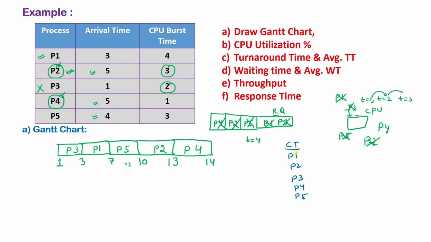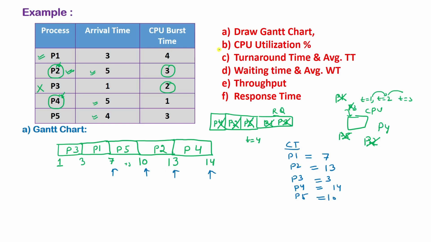So if I ask you what is the completion time of the various processes, P1 completed at 7, P2 completed at 13, P3 completed at 3, P4 completed at 14, and lastly P5 completed at 10. So these are the completion times of the various processes.